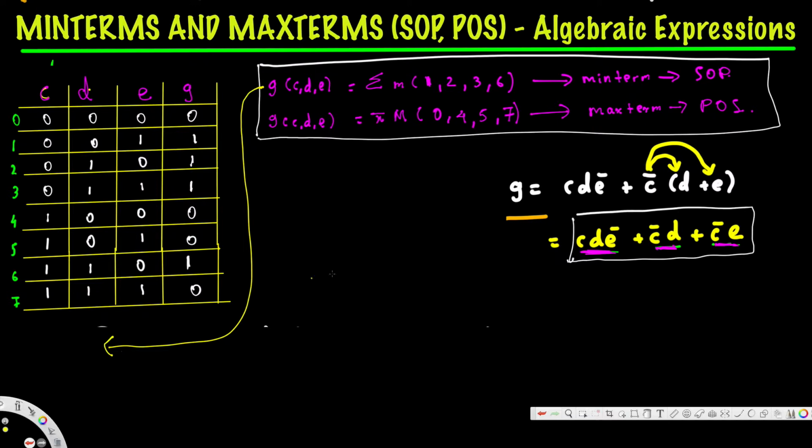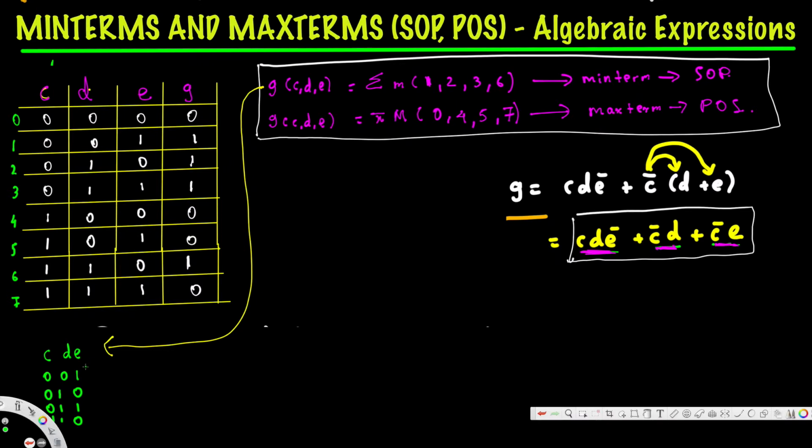In order to do that, we have to pick up the locations 1, 2, 3, 6 and see what we have there. In 1, for C, D, E we have 0, 0, 1. In 2 we have 0, 1, 0. In location 3 we have 0, 1, 1. In location 6 we have 1, 1, 0. So these are the things we have in these locations.